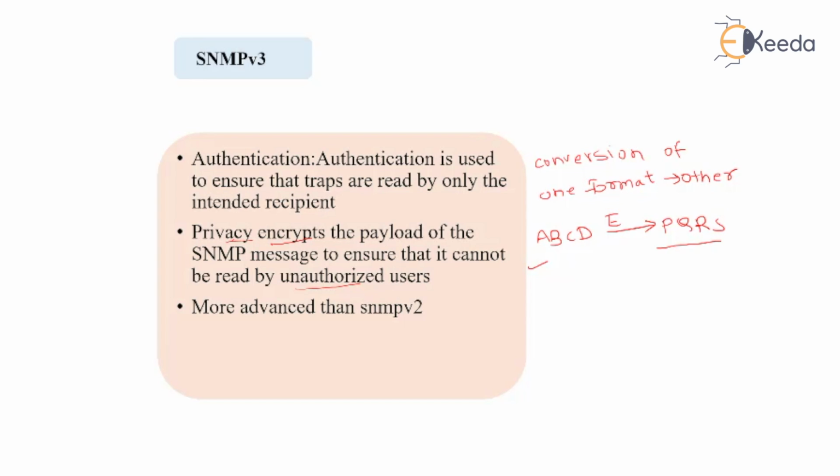So these are the few things which are provided by SNMP V3 which are not provided in SNMP V1 and V2, and hence SNMP V3 is more advanced than SNMP V2, which is again more advanced than SNMP V1. So for the comparison, we can say SNMP V1 is less secure, SNMP V2 is more secure than SNMP V1, and SNMP V3 is more secure than both SNMP V1 and SNMP V2.